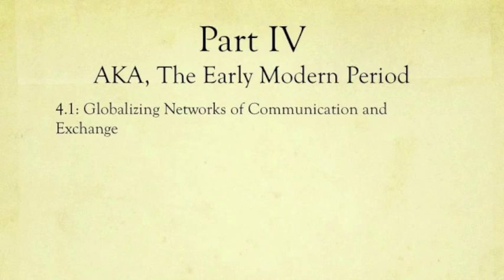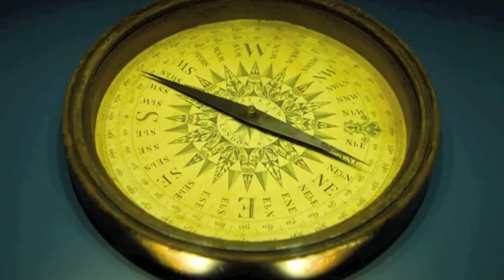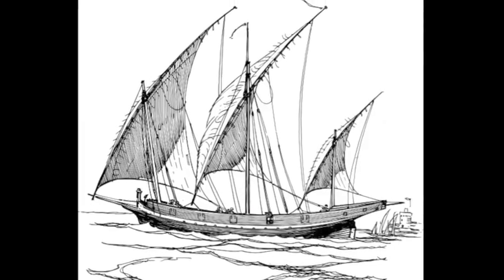So the globalizing networks of communication and exchange are made possible by technical innovations, especially the highly developed compass, the lateen sail, and the stern post rudder, which allowed for more development along trade routes. One of the biggest changes there is the inclusion of the Americas, as we mentioned before.